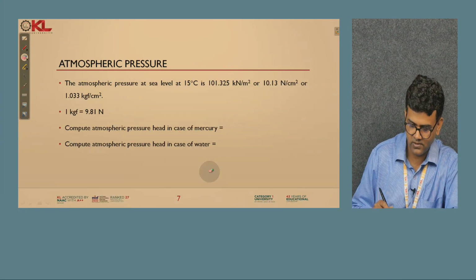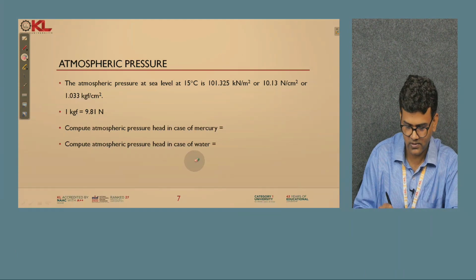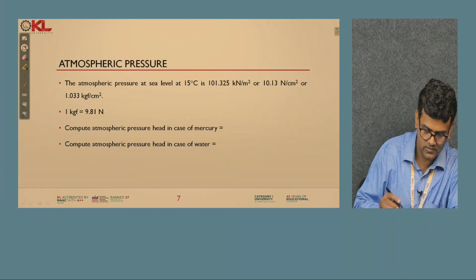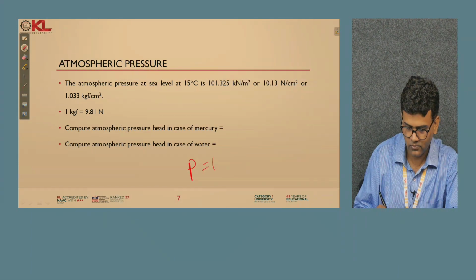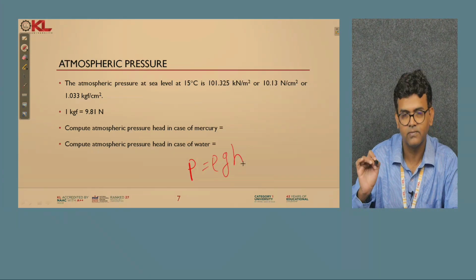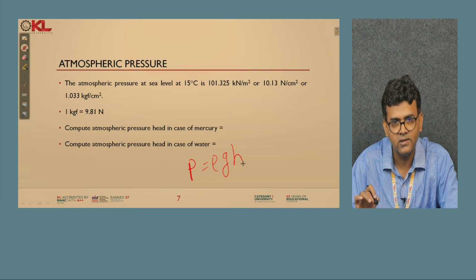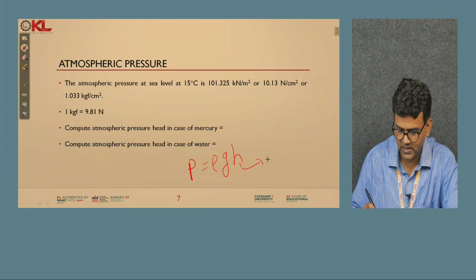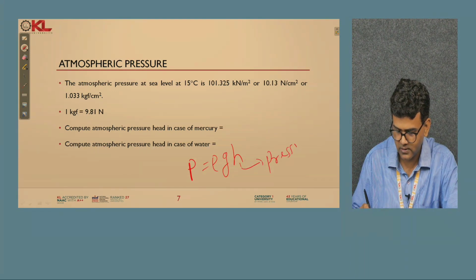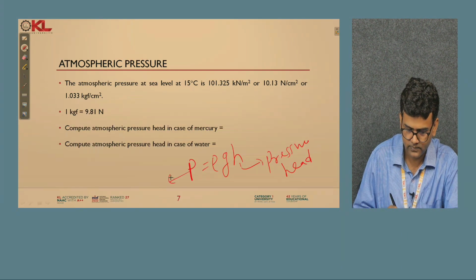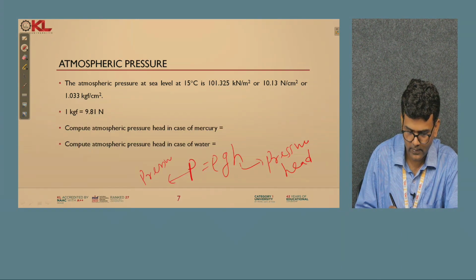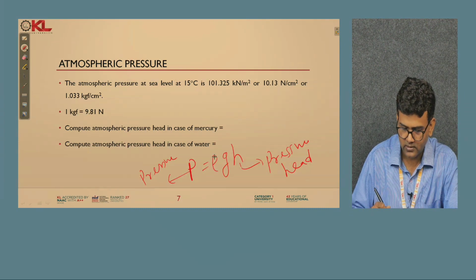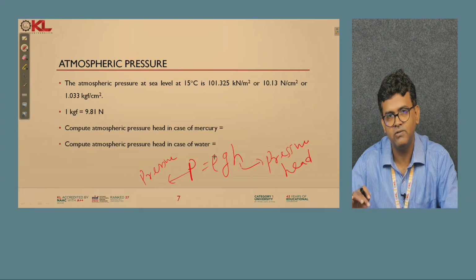P equal to rho into g into h. P is the pressure at that point, rho is the density of the fluid, g is the acceleration due to gravity, and h is called the pressure head.